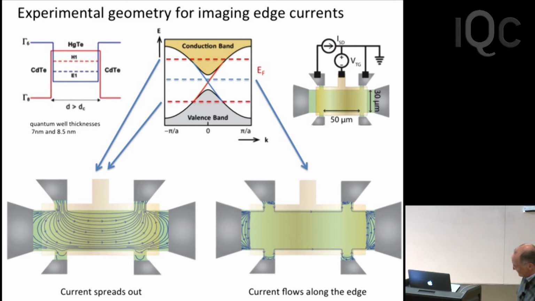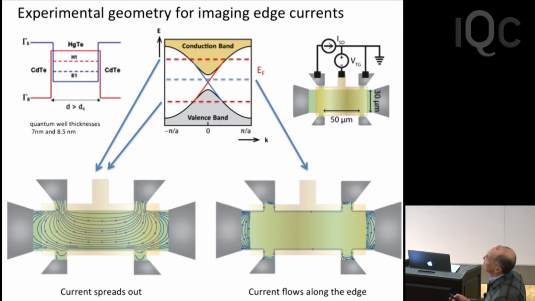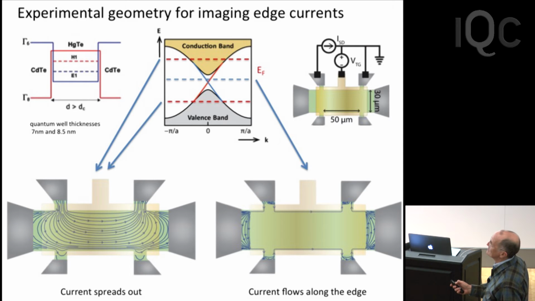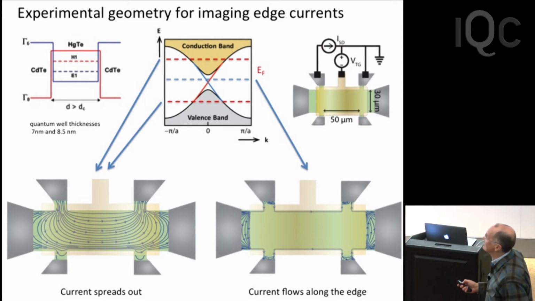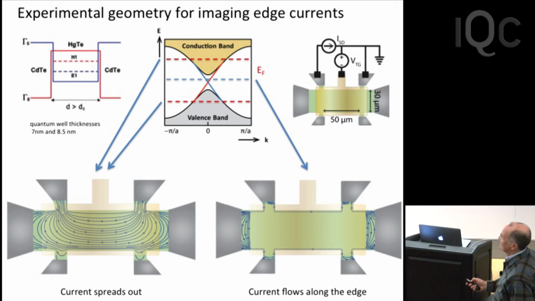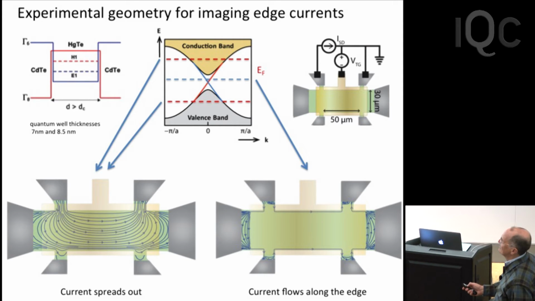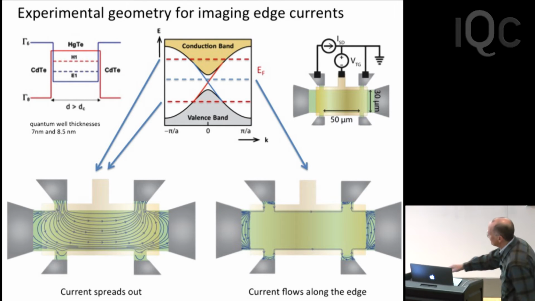However, if you bring the Fermi level so it's in between the conduction band and the valence band, this freezes out the bulk conduction, and you get only edge conduction. So the conduction runs around the edges of the sample. So that's what we want to try to image.